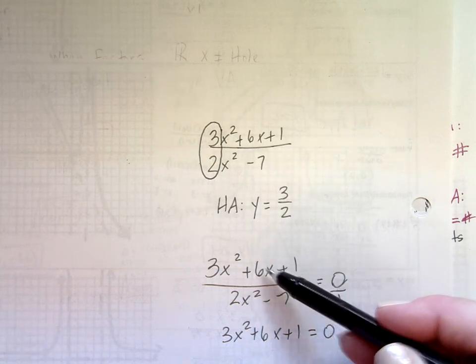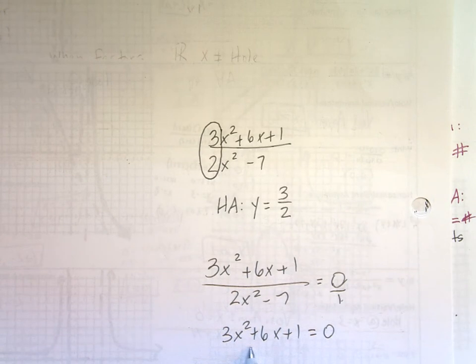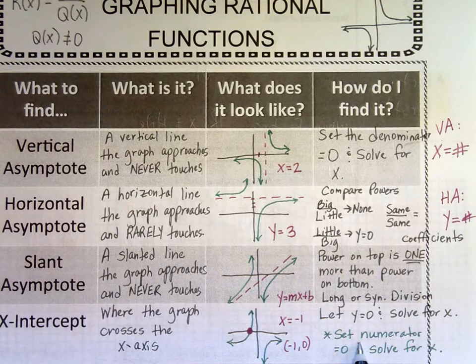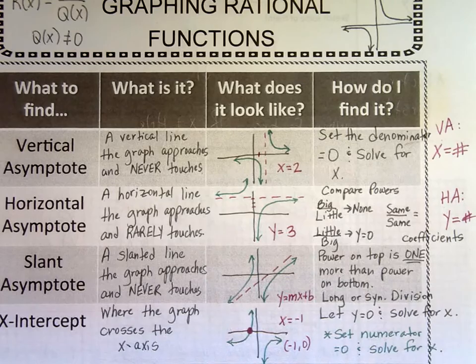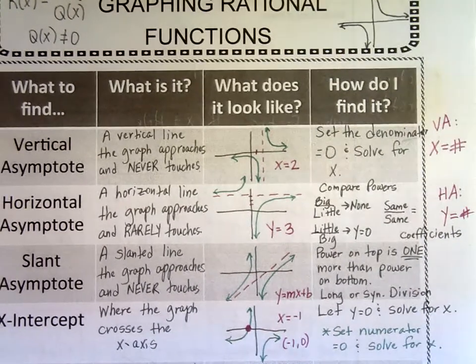Well, 3x squared plus 6x plus 1 times 1 is that, and 2x squared minus 7 times 0 is 0. And you see how it just ends up being whatever the numerator is gets set equal to 0. This is only a special case for rational functions. If this were a different type of function, that wouldn't work. But because it's a rational function, here's what happens every single time. You end up zeroing out the denominator, so it's just the numerator that equals 0. So there's a shortcut, and that's what we're saying here in our box. Set the numerator equal to 0 and solve for x. Again, just a property of rational functions.